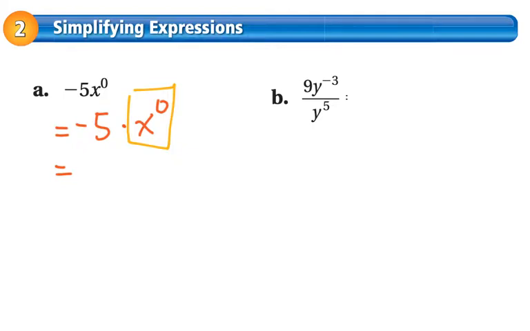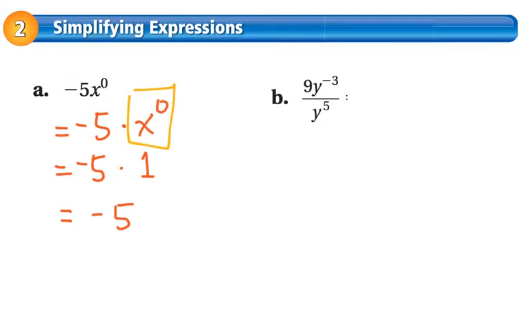Now remember that anything to the power of 0, including variables, is just going to give us a value of 1. As long as that base isn't 0 itself, anything to the power of 0 is 1, and I can't emphasize that enough. Of course, then we'd have negative 5 times something that has a value of 1, and negative 5 times 1 is just negative 5. And there, we've simplified it all we can.